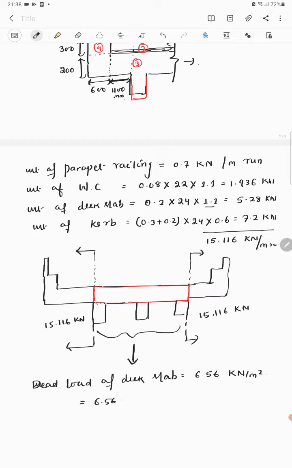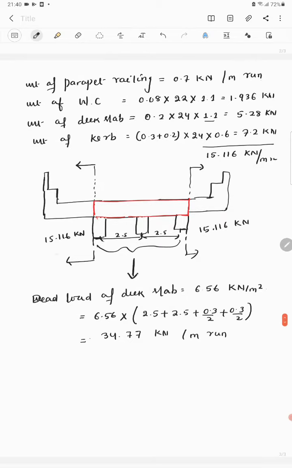You can write 6.56 into, what will be the length from here to here? This is how much? 2.5. And then this is 2.5 plus half of the thickness of the longitudinal girder, which is 300, so 0.3 by 2. That will be the whole length. So it will be this into 2.5 plus 0.3 by 2. Okay, so this is coming 34.77 kilonewton per meter.